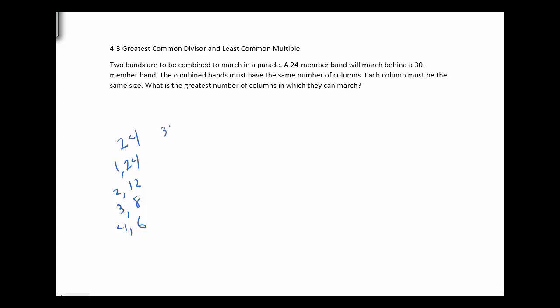With the 30 member band, I could do 1 and 30, 2 and 15, 3 and 10. See, 4 does not go in there, 5 does, 5 and 6. Okay, so where do I see number sets that they have in common? There's a 1. They both have a 1, that's kind of boring. They both have a 2, they both have 3s, and they both have 6s.